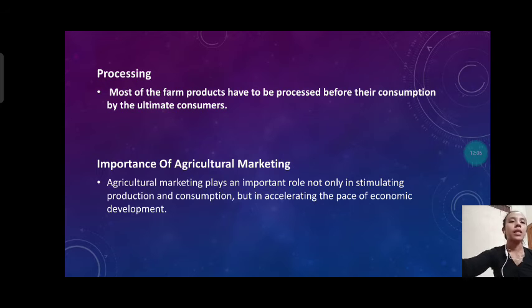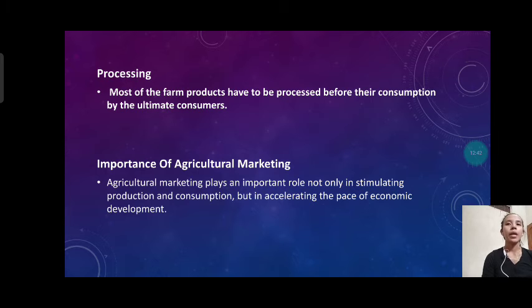And next, let's proceed to the importance of agricultural marketing. Agricultural marketing plays an important role not only in stimulating production and consumption but in accelerating the pace of economic development. Also, agricultural marketing plays a role in economic development in countries whose resources are primarily agricultural.